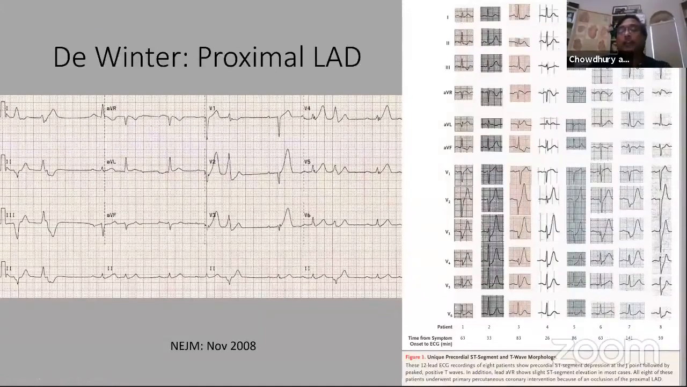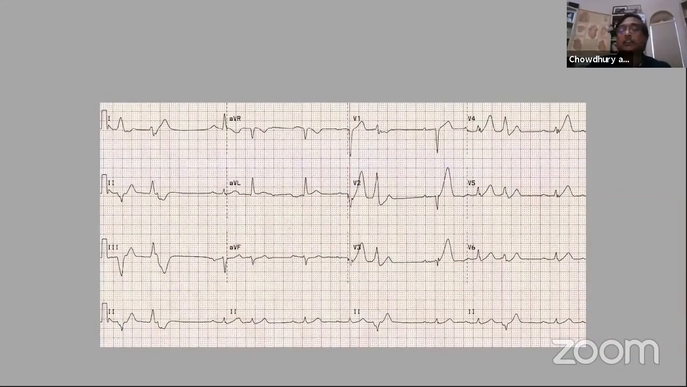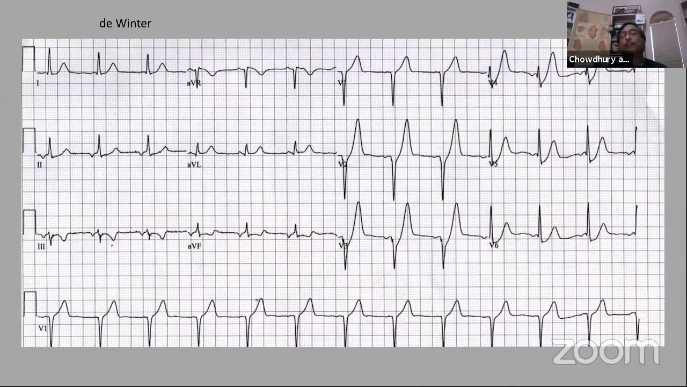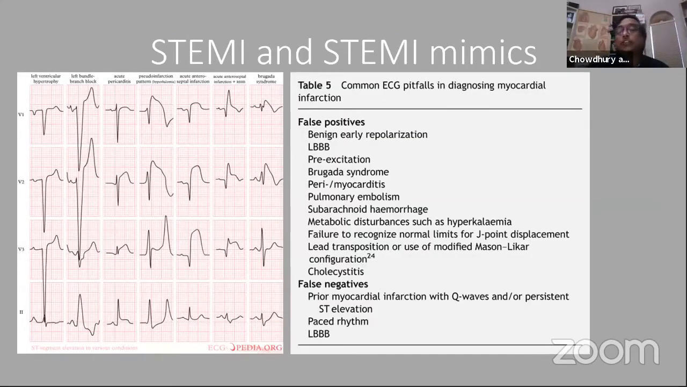This is not, to me, I tell the fellows, this EKG doesn't look normal. And patient coming with convincing chest pain, you need to remember from Dr. de Winter's publication that this could be acute proximal LAD disease. And look at this. We should not have any trouble if we know there is such thing exist. This is it, that the patient with acute chest pain and this EKG, it is called this de Winter sign.